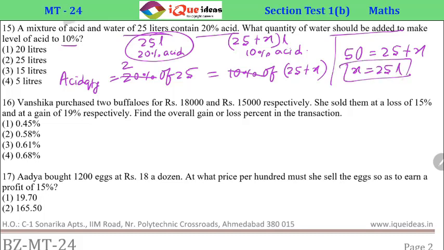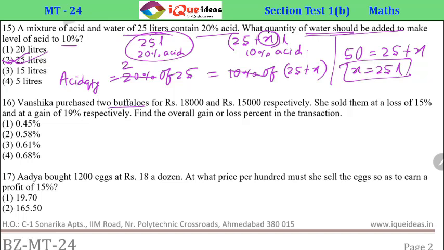So this was a simple question, right? The quantity of water added is x liter, that is what we had assumed. So that is 25 liter, right? The quantity of water added is 25 liters. Second option is the correct answer, right? Just remember, if you are adding water, that means the quantity of acid initially and quantity of acid finally should be same, okay? Now the next one, 16th question.